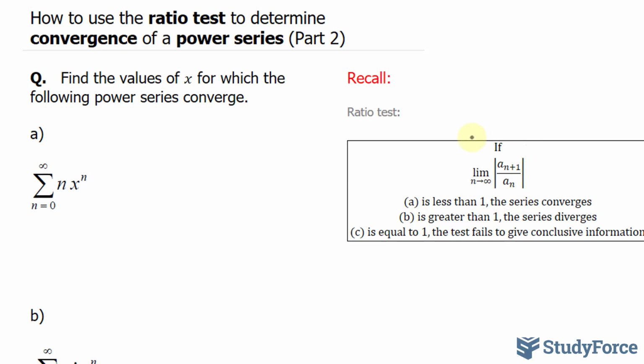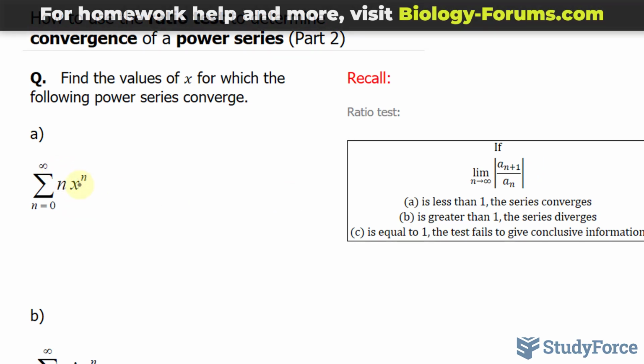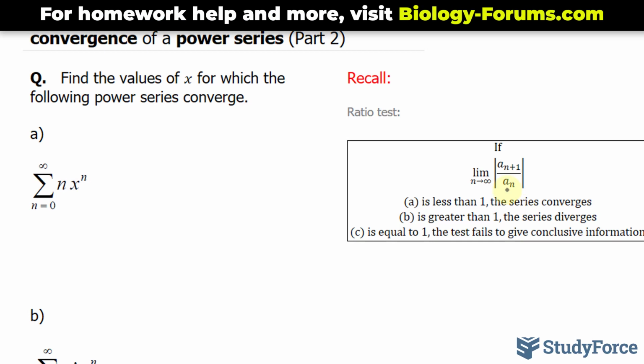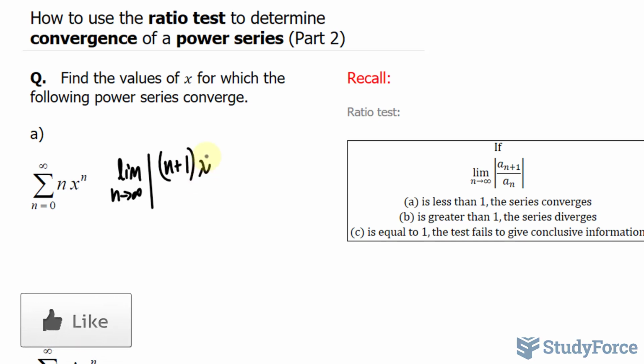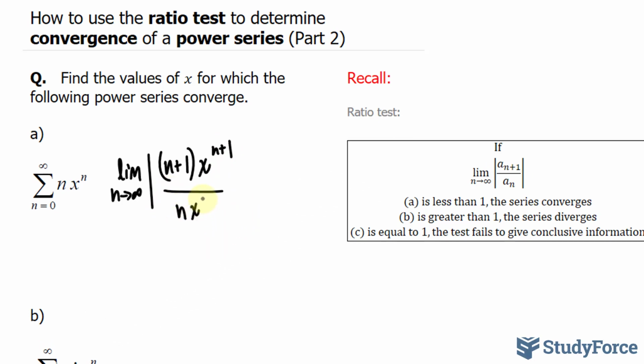The ratio test tells us that we'll take the absolute value of this expression, where we substitute n plus 1 into wherever we see n, and we divide it by the actual series function itself. If that's confusing to you, let me show you what I mean. According to this, we will take the limit as n approaches infinity of the absolute value of our series function, where I substitute n plus 1 into here and here, n plus 1, x to the power of n plus 1, and we will divide that by the function itself, n x to the power of n.